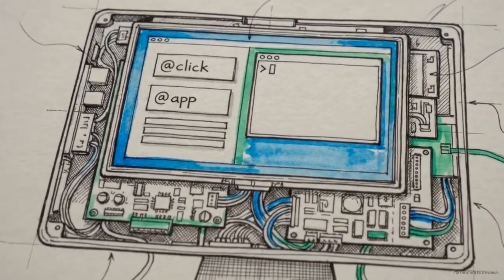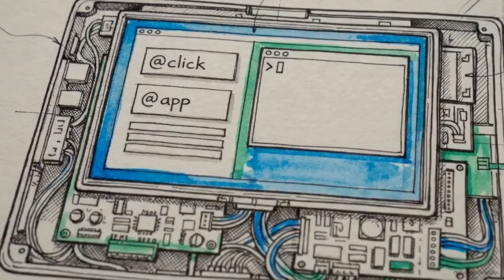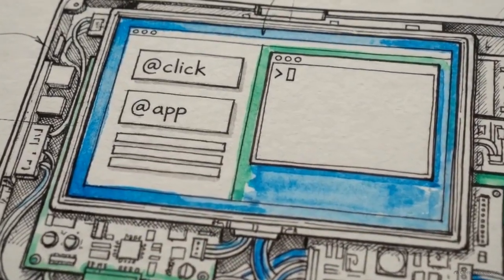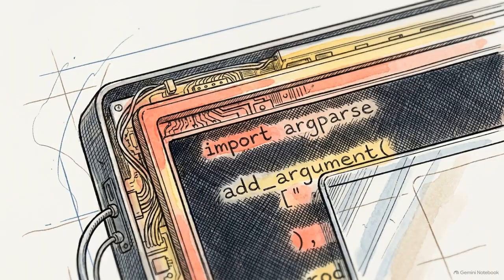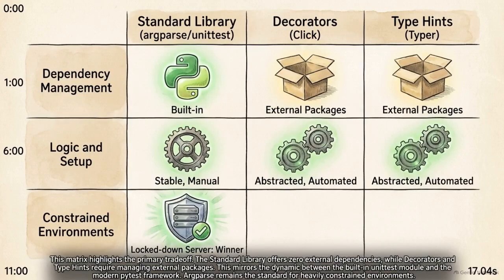Over the last 2 episodes, we explored Click and Typer. Today, we are finalizing our evaluation of the Python command line interface landscape. Even with ergonomic, modern third-party libraries widely available, professional developers still need to understand the verbose, built-in engine that powers Python's native argument parsing. This matrix highlights the primary trade-off.